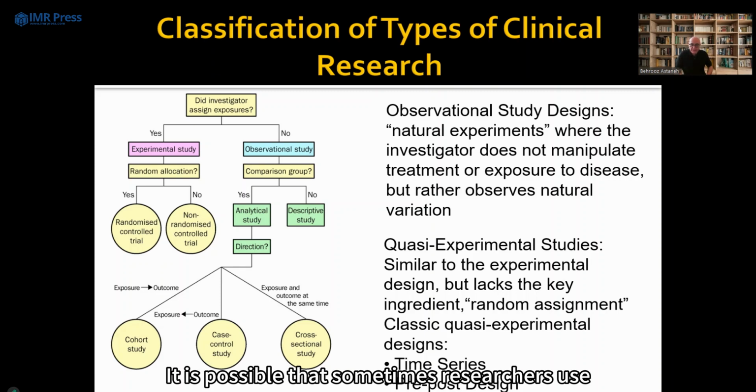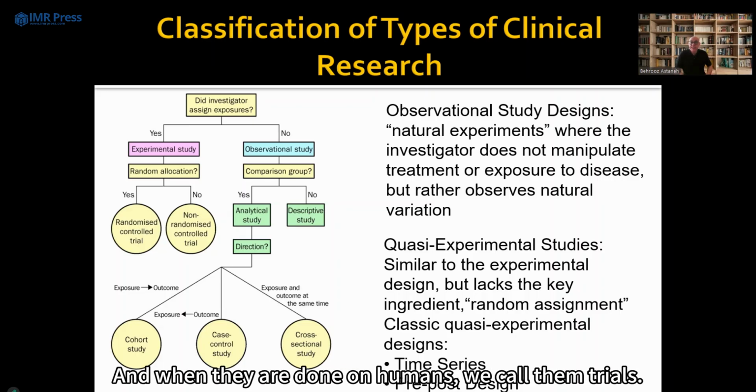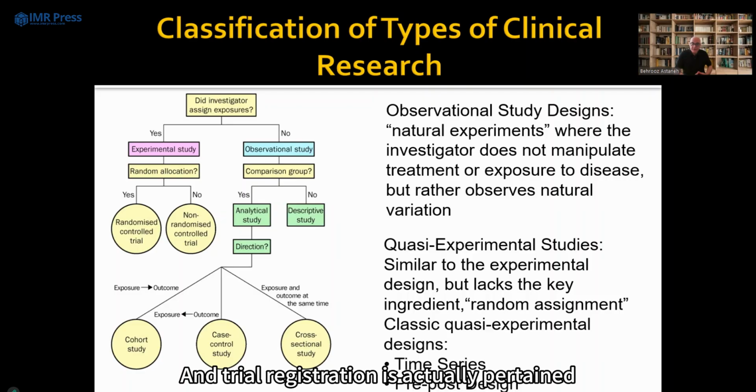It is possible that sometimes researchers use available data and don't alter the management or treatment of patients. In that case, this type of research is referred to as an observational study. However, if researchers assign exposures, change the management, manipulate the treatment of patients, these studies are called experimental studies. And when they are done on human, we call them trial, and trial registration actually pertains to this category of research.